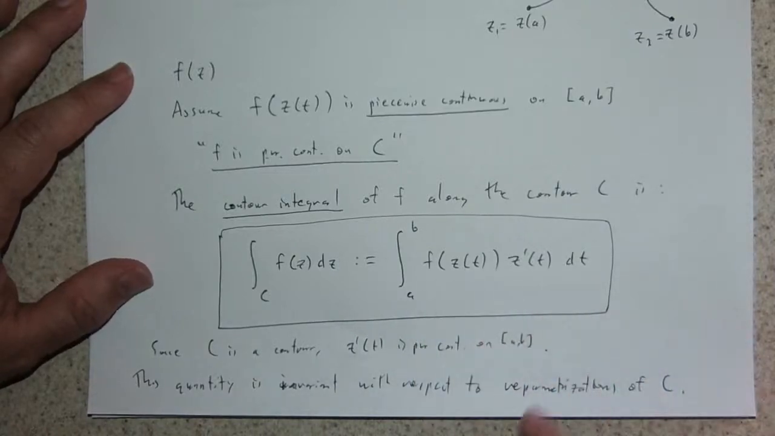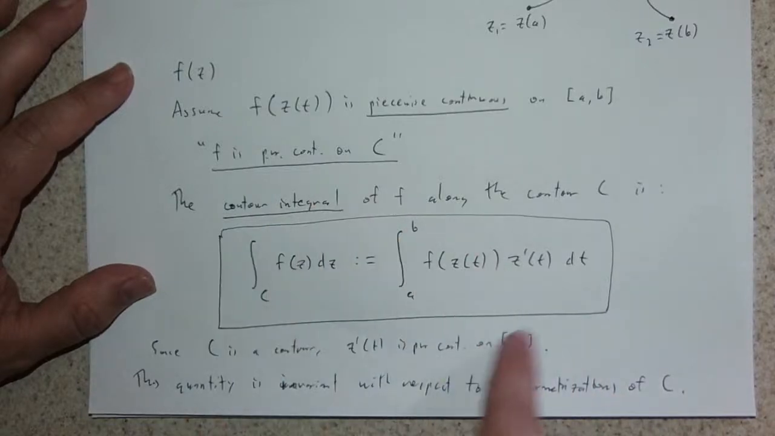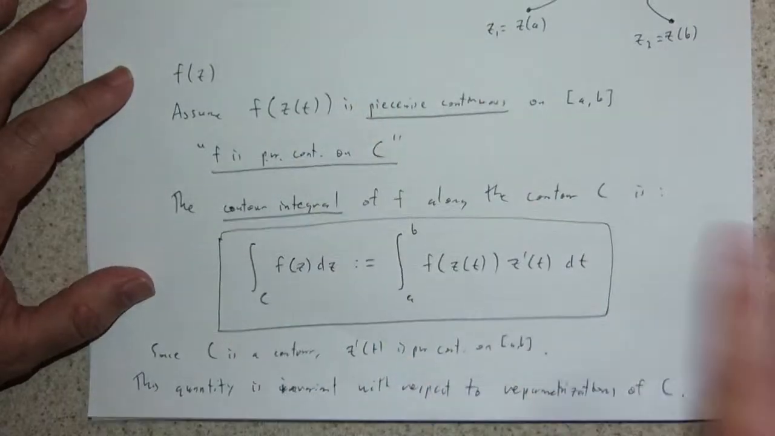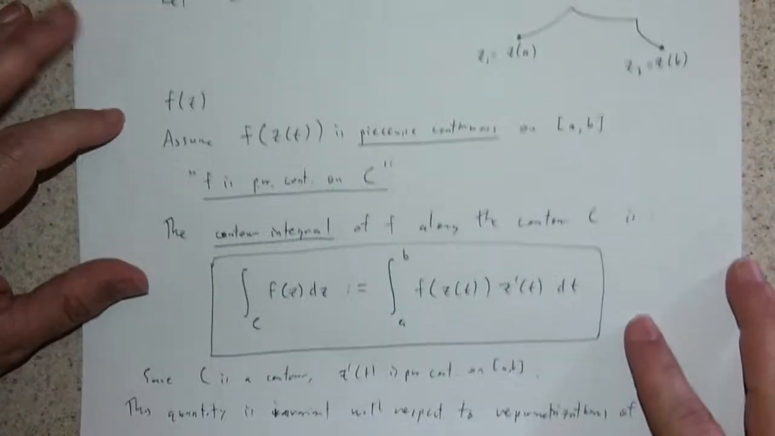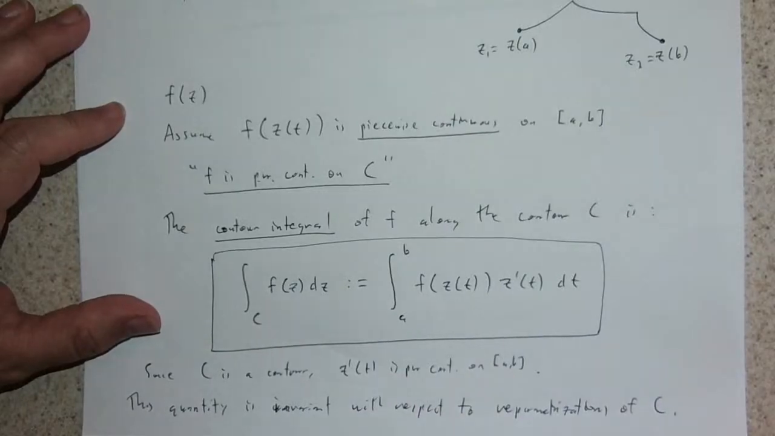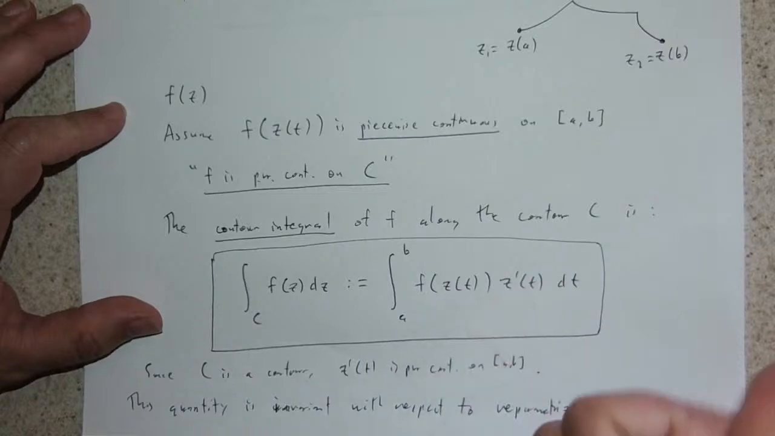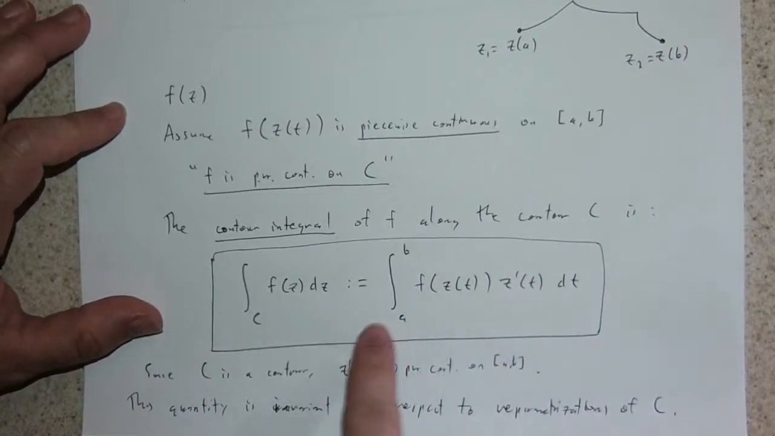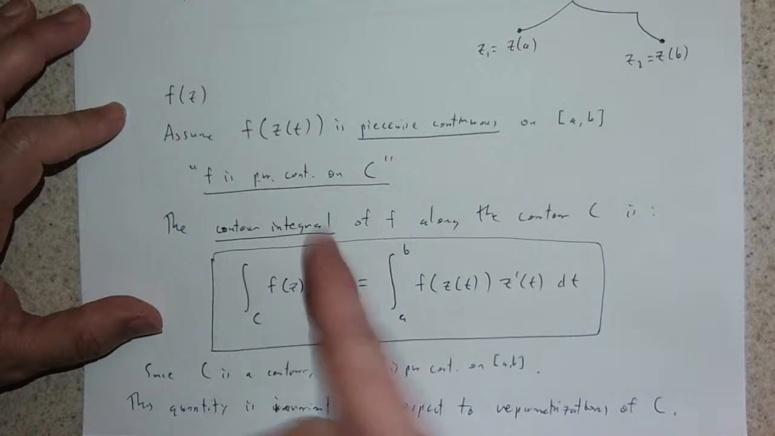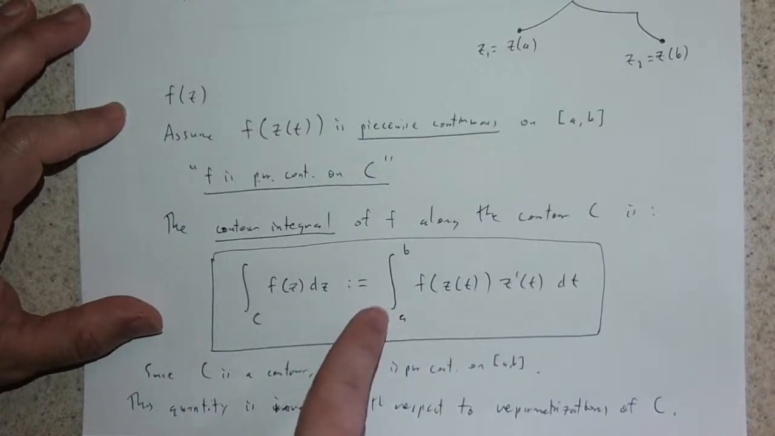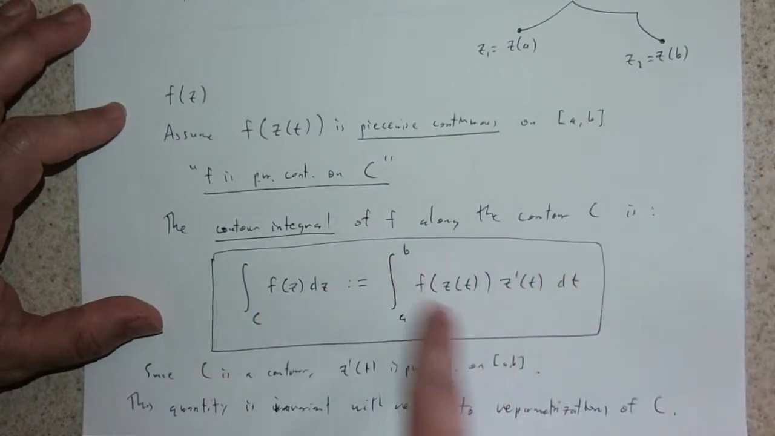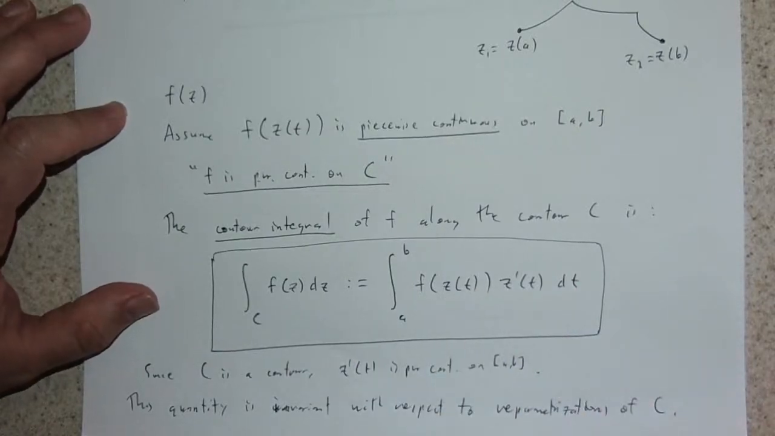Now, a couple things to note here. One, all this is fine so long as f is piecewise continuous on the contour C. By definition of contour, this z prime is good to go. It's piecewise continuous on the closed interval a to b, and so everything underneath the integral sign is perfectly fine for this thing to be well defined. This is an integral in the Calc 1 sense, because it's just an integral from a to b, a and b real numbers, of some function of a single variable t dt. So it's perfectly well defined and something that you're used to.